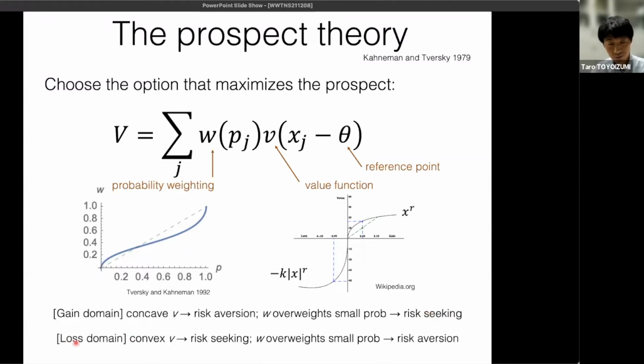And it's just the opposite for the loss domain. In the loss domain, instead of a concave function, a convex function is used. So that's basically reproducing risk-seeking behavior. Also, for small probability events, people overemphasize small probability disastrous events. And if there is such an event, people can be risk averse. So that's the explanation by the prospect theory. And certainly this is a very famous, prominent model. In fact, this is a Nobel Prize winning model.